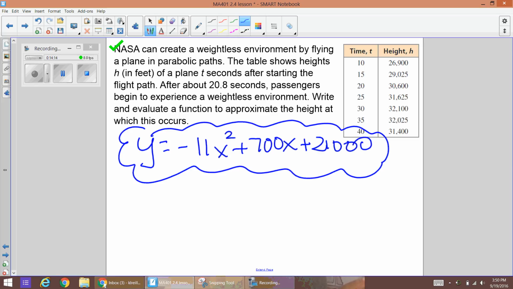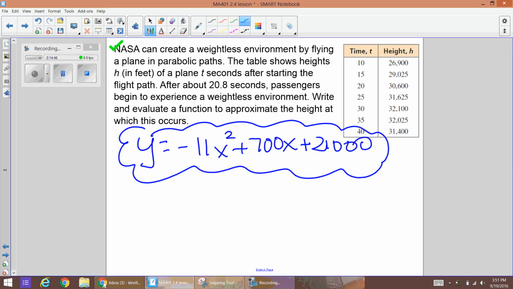Now let's see. NASA can create weightless environment by flying the plane in parabolic paths. The table shows the height in feet of the plane t seconds after starting the flight path. After about 20.8 seconds, passengers begin to feel weightlessness. That's pretty cool. It says write and evaluate a function to approximate the height at which this occurs. Okay, so what they want us to do then is plug 20.8 into the function we found.